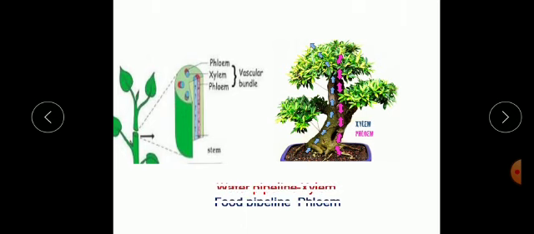The first pipeline is a water pipeline and is known as xylem. Xylem help in the conduction of water from roots to the leaves. Xylem conducts water only in one direction, that is from roots to the leaves.